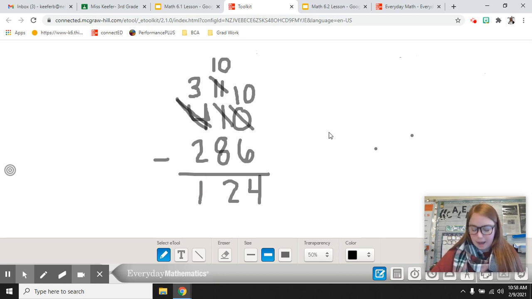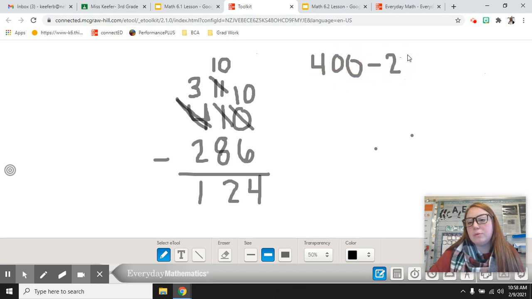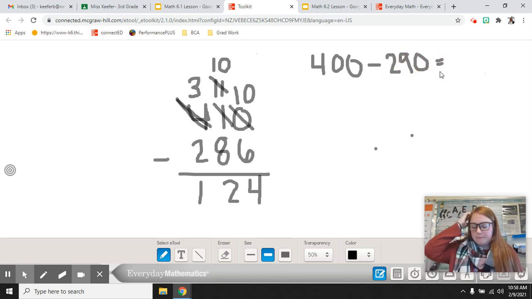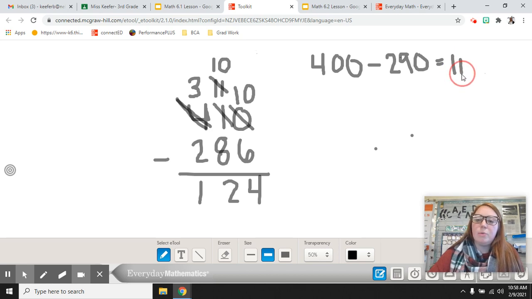So make sure you have this down. And your estimate for this one, 410 could round down to 400. And 286 could round up to 290. And 400 minus 290 would give you 110. So pretty close to our estimate.